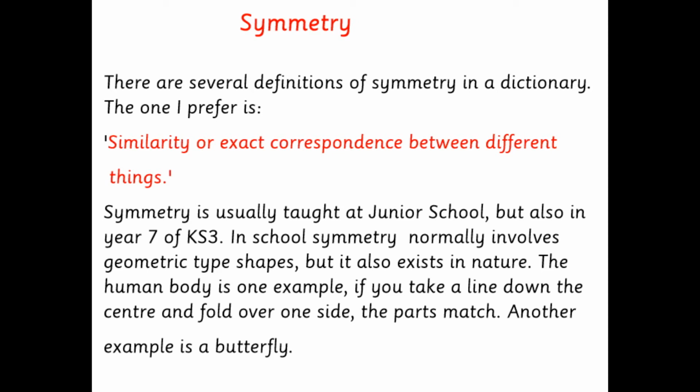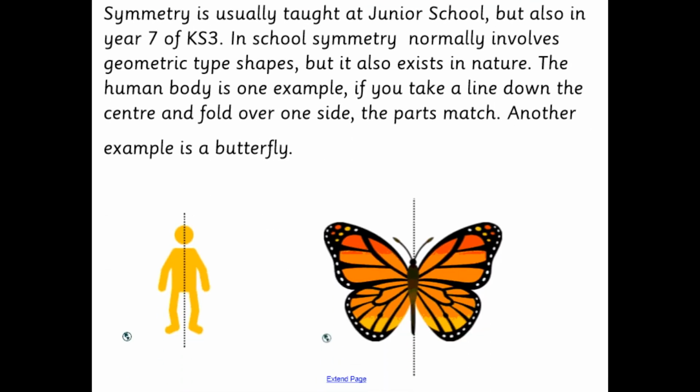In school, symmetry normally involves geometric type shapes, but it also exists in nature. The human body is one, for example. If you take a line down the centre and fold over one side, the parts match. Another example is the butterfly. You see them here. There's a human body. Take the line down, fold this part over, and it exactly matches that part. The same as a butterfly. Fold over, exactly matches that part.